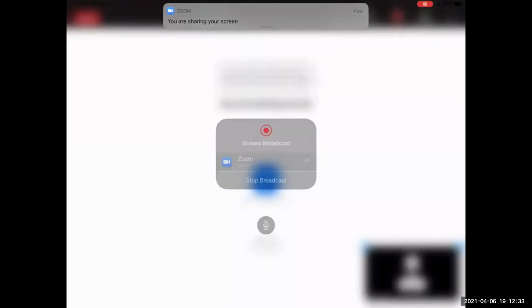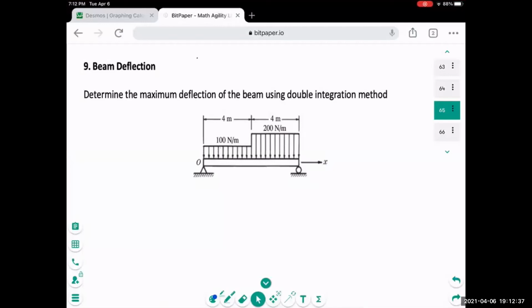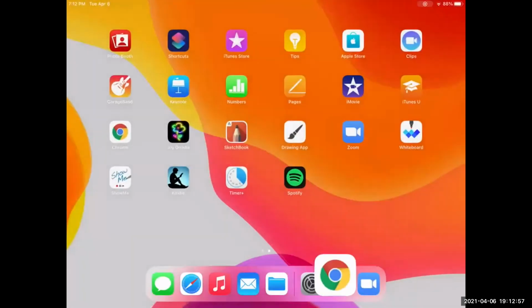So, problem number 9 is about beam deflection. Here again, the figure is given, and we need to determine the maximum deflection of the beam with a specified method, which is the double integration method. Okay, so let's go back to DJ's whiteboard. We are asked to determine the maximum deflection of the beam using the double integration method.